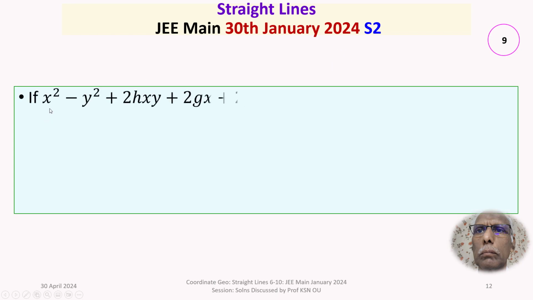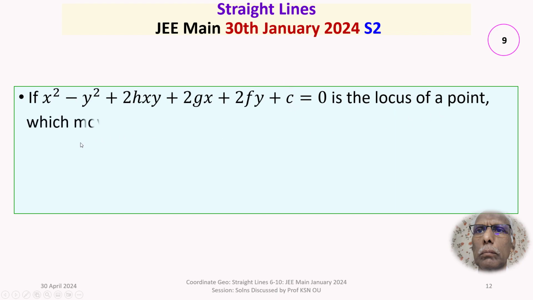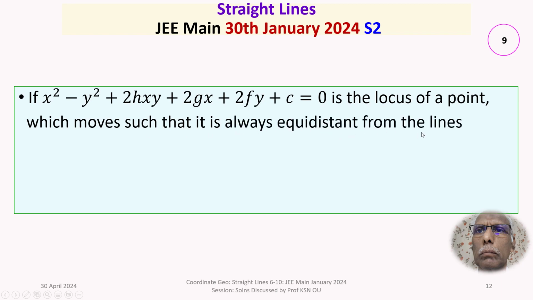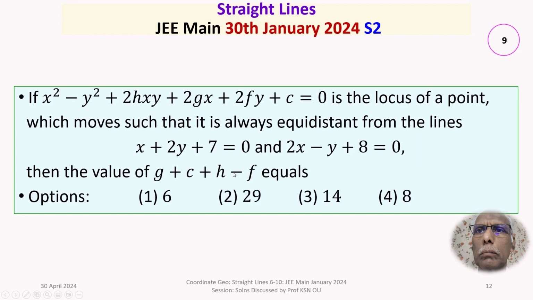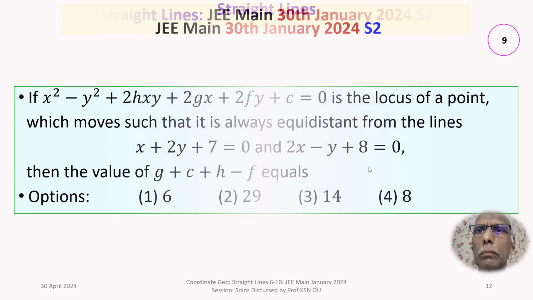If x square minus y square plus 2hxy plus 2gx plus 2fy plus c is equal to 0 is the locus of a point which moves such that it is always equidistant from the lines x plus 2y plus 7 is equal to 0 and 2x minus y plus 8 is equal to 0, then the value of g plus c plus h minus f equals to, we are given 4 options.